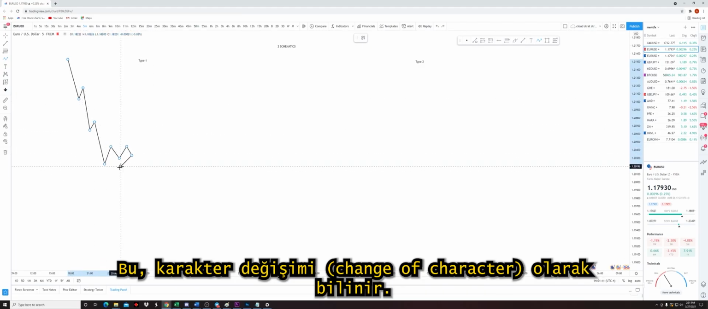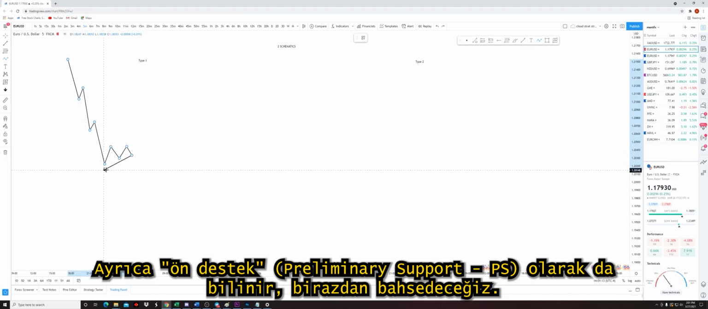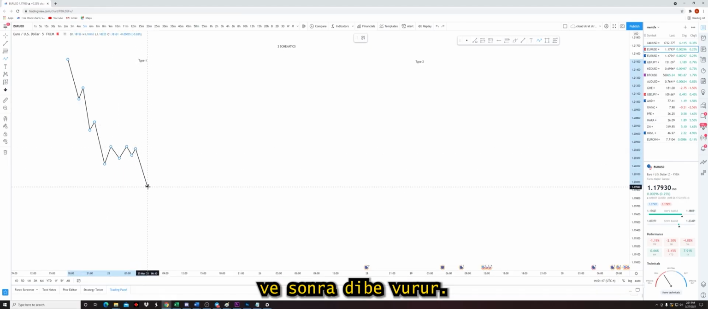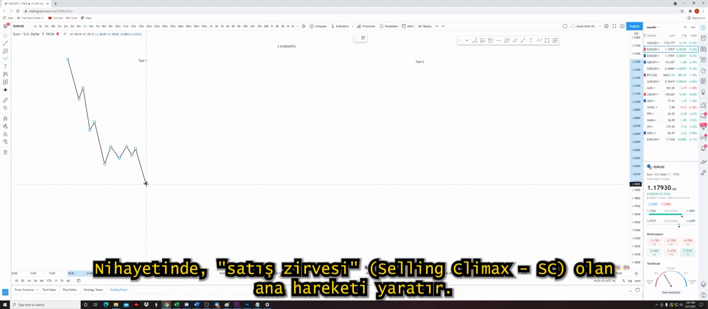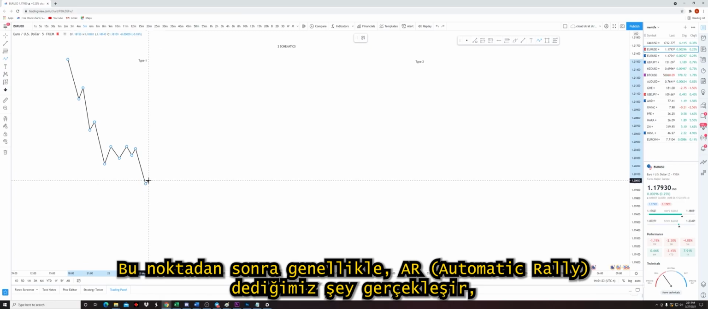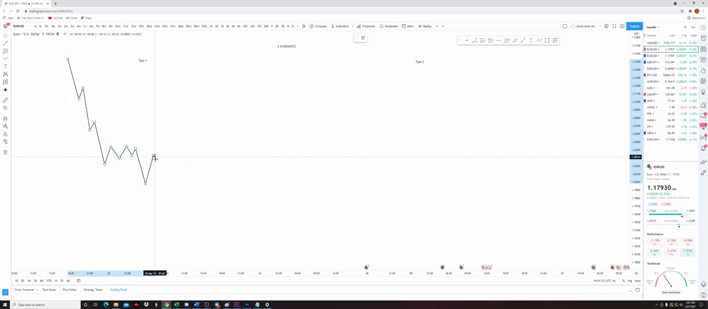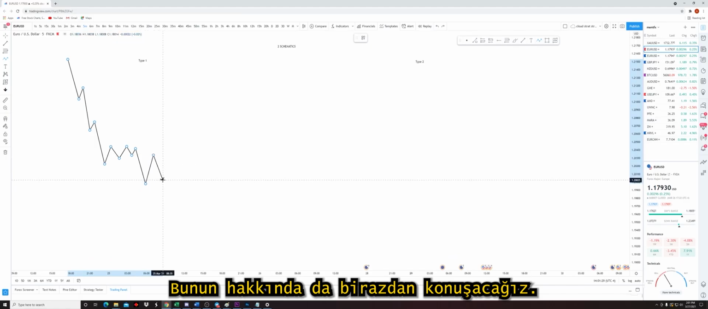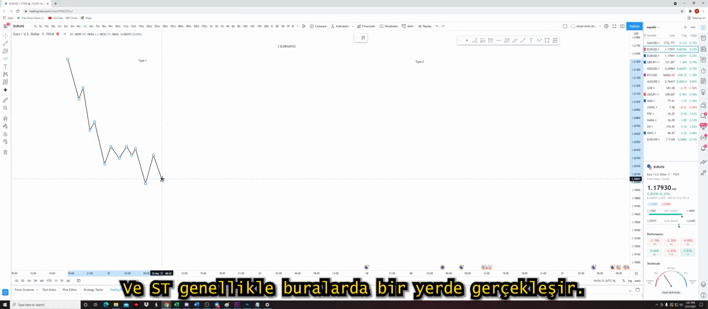Like you can tell that there's a hiccup in overall price. This is what is known as a change of character. It's also known as a preliminary support, which we'll talk about in a second. Then you have price maybe bottom out, something like this. Ultimately, it creates the major move, which is the selling climax. After this point, you usually have what we like to call the AR into an ST, which tests some area inside of this zone right here. So we'll talk about that in a second as well. An ST usually occurs somewhere here.